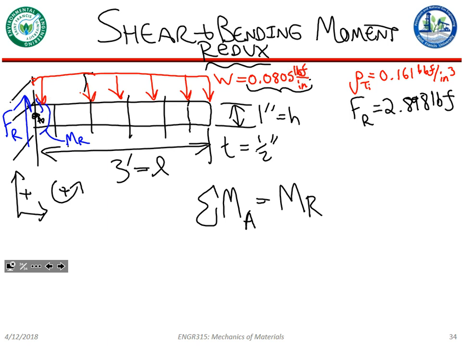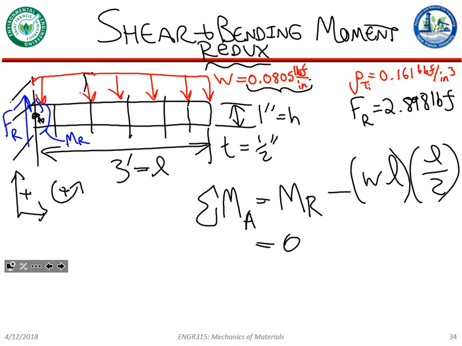So MR, is this a positive or a negative moment from the distributed load? Negative. Yep. So play our games with force times what you call a moment arm, and all that equals 0. So MR equals 52.164 pound-inches. Okay.